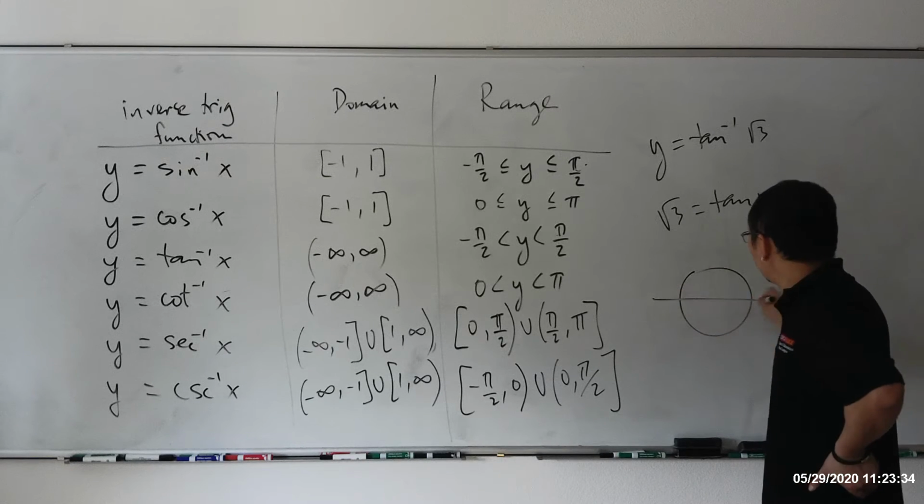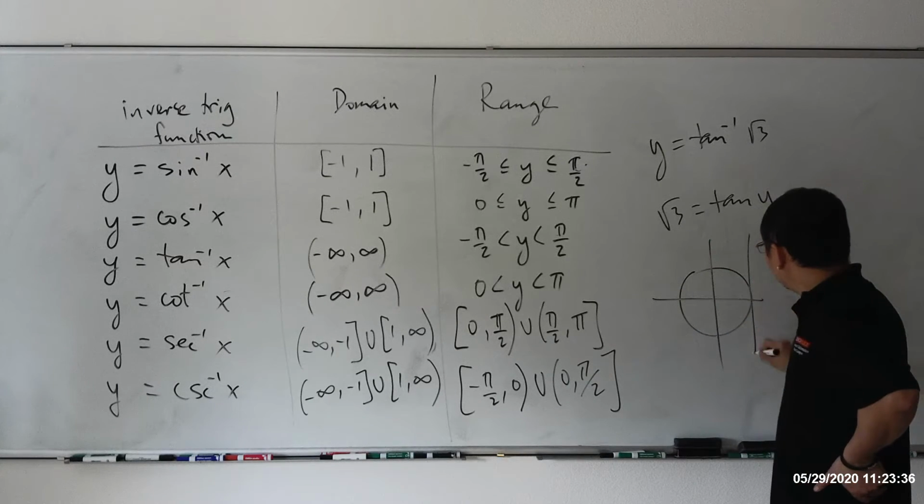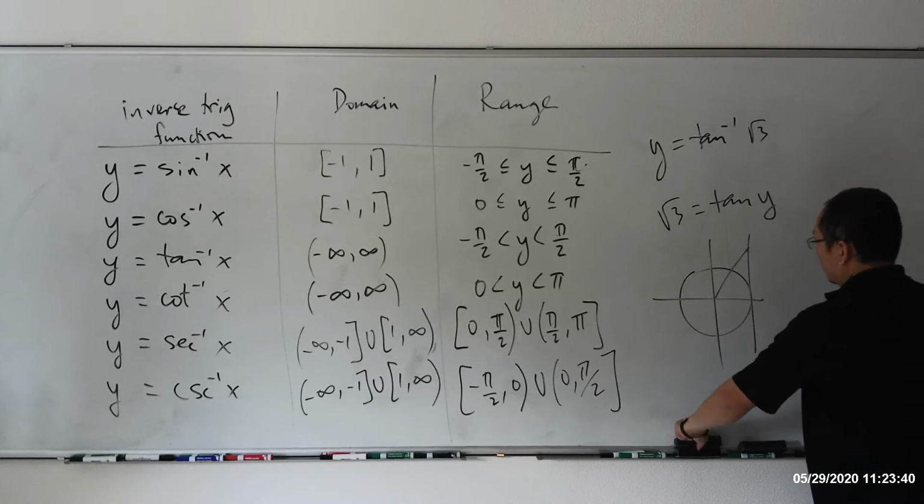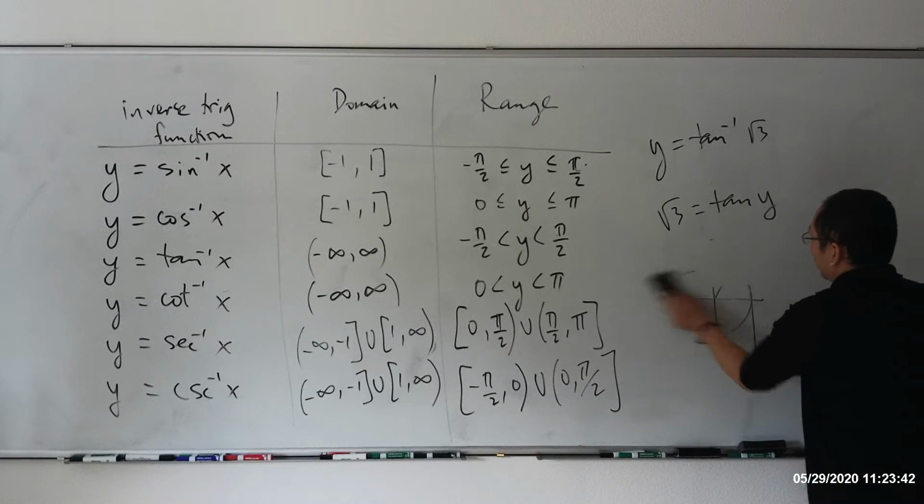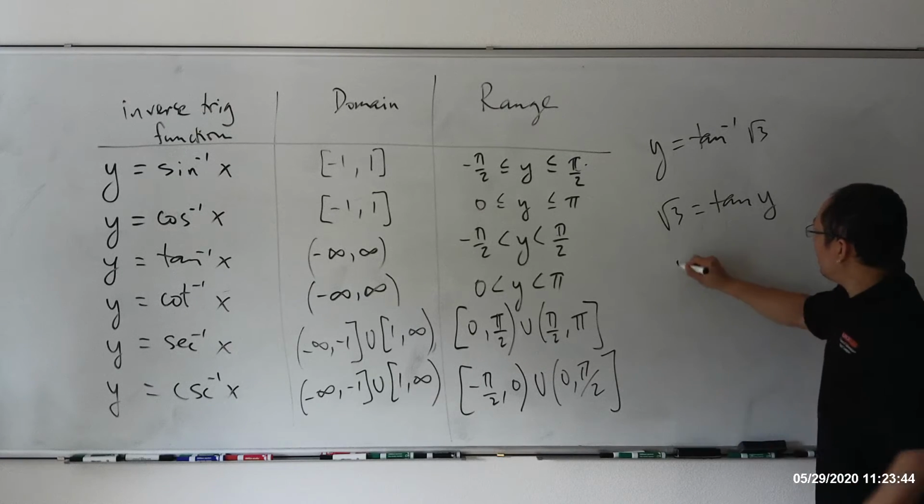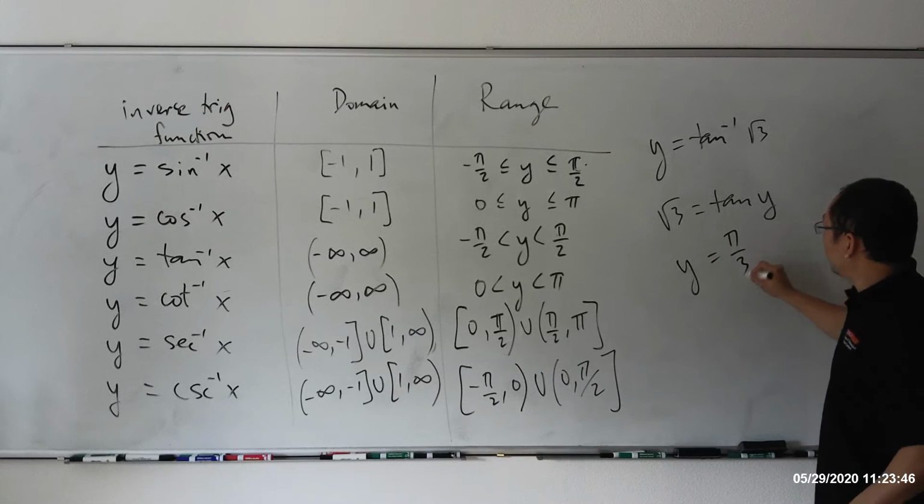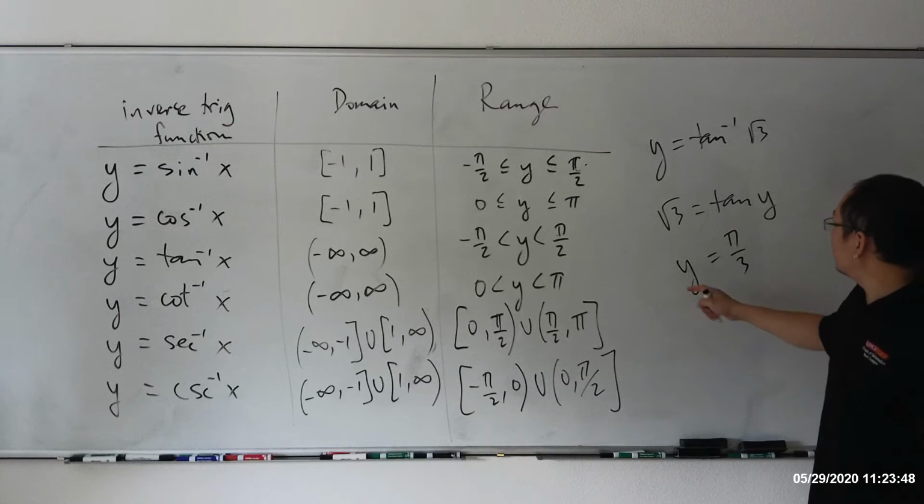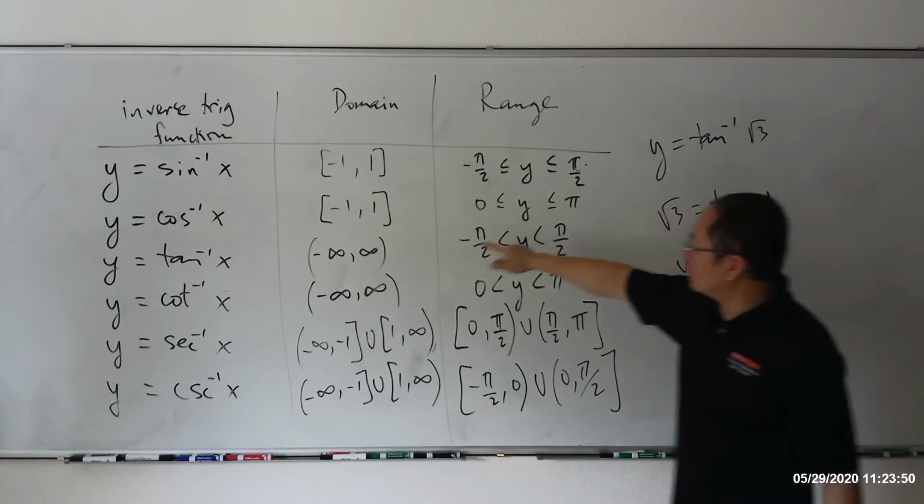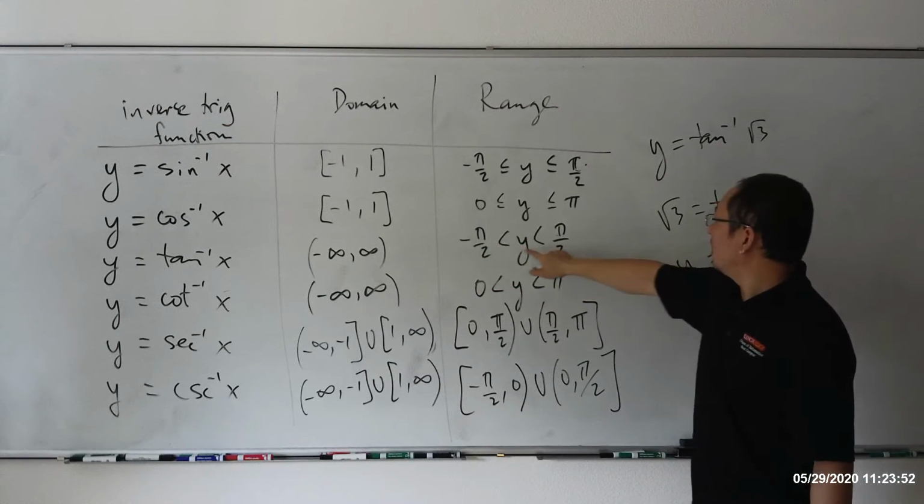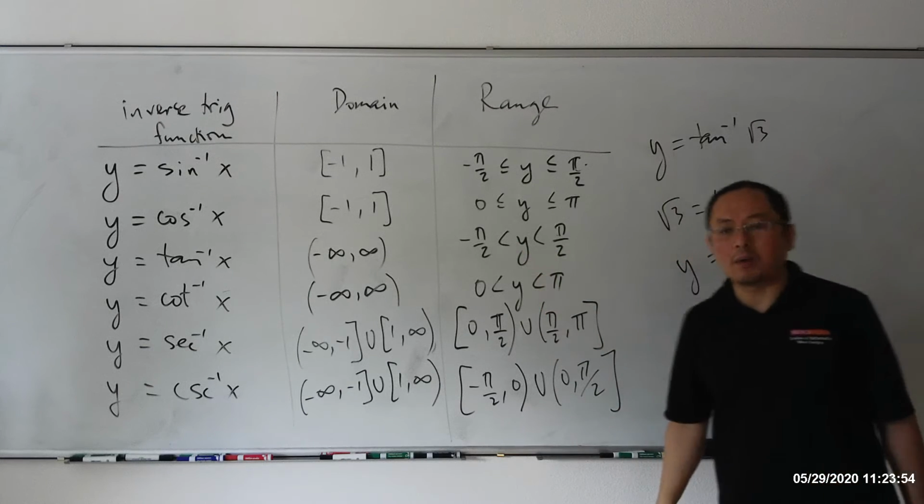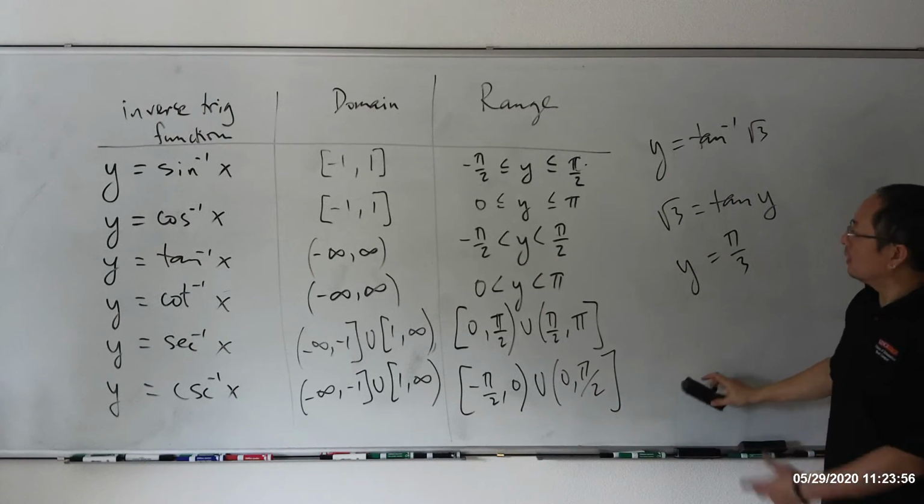I don't know, so I draw the unit circle right here. Okay, tangent right here, root 3 is about this. So it's going to be 60 degrees. 60 degrees is pi over 3. So y equals pi over 3. And don't forget to check to see if it's in the range. So tangent inverse is right here. Yes, pi over 3 is somewhere between negative pi over 2 and pi over 2. Okay? It's just an example.